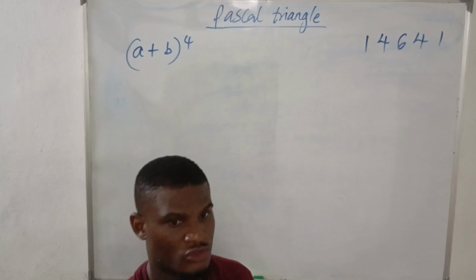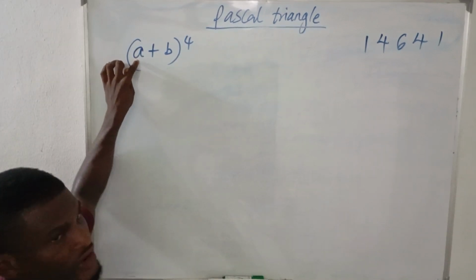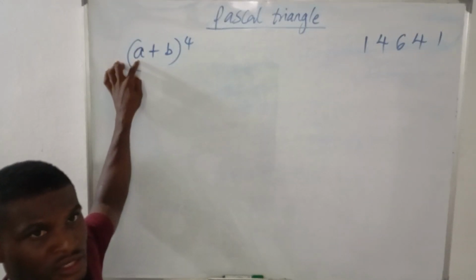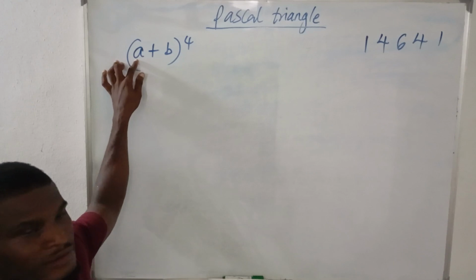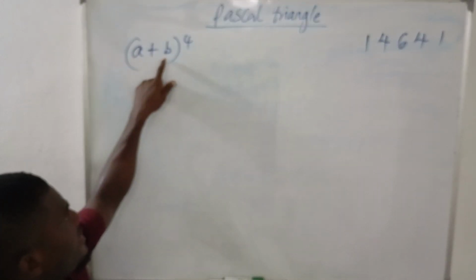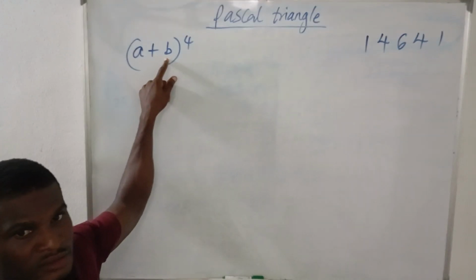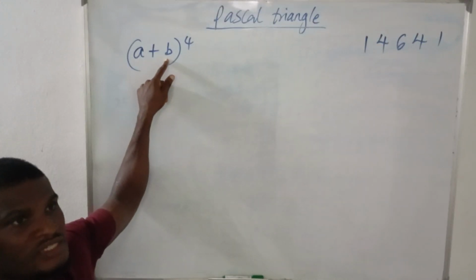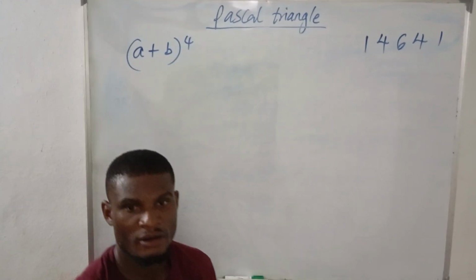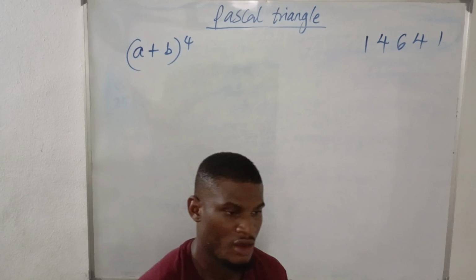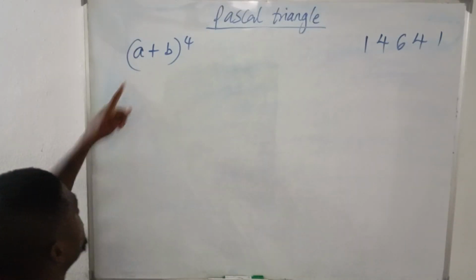Another thing we need to take note of is that the power of the first variable would be decreasing. It will be decreasing. So if it is decreasing, that means it's starting from the highest power. Okay? And then the power of b will be increasing. And if it is increasing, that means it's going to start from 0. Alright? And let's not forget that the power of 0 will always give us 1.